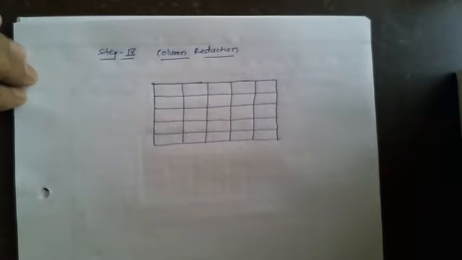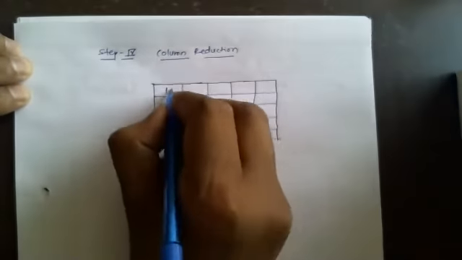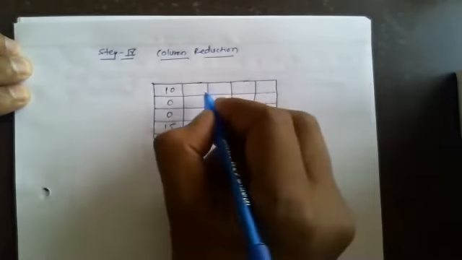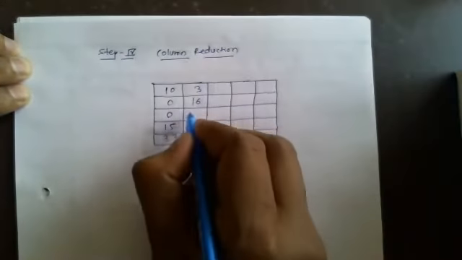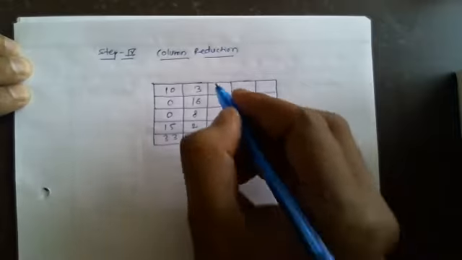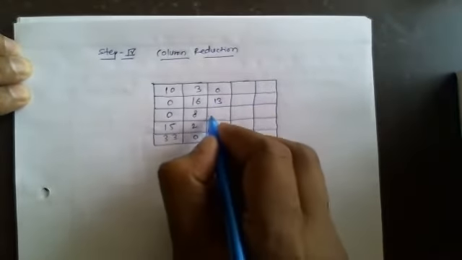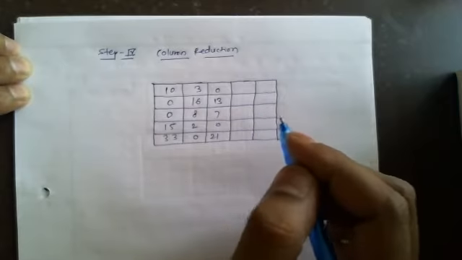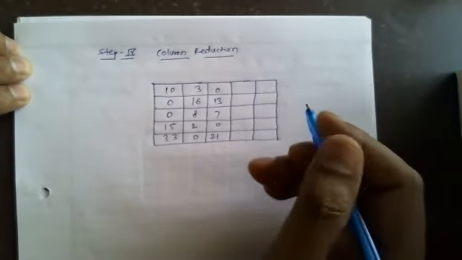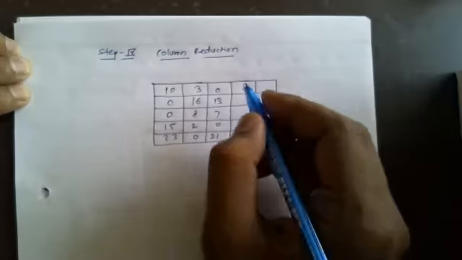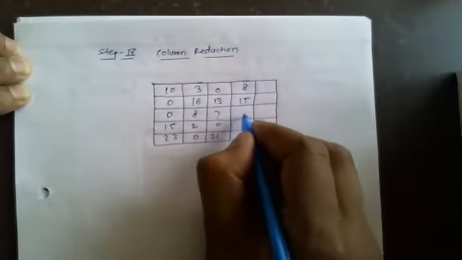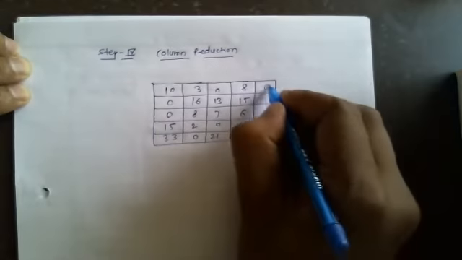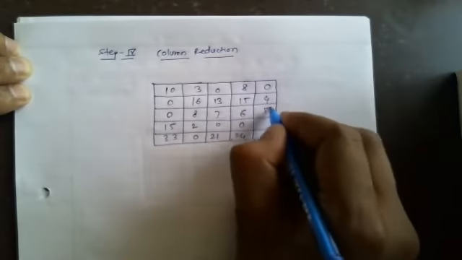So we'll directly write the values. The first column remains as it is. The second column also remains as it is, because that column has 0 as the minimum value. The third column again I will write as it is. In the fourth column the minimum value is 4, so I will subtract that 4 from all other values. So 12 minus 4 gives 8, 19 minus 4 is 15, 10 minus 4 is 6, 4 minus 4 is 0, and 28 minus 4 is 24. Again in the last column 0 is present, so I will write that column as it is.